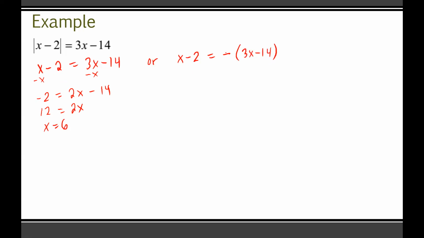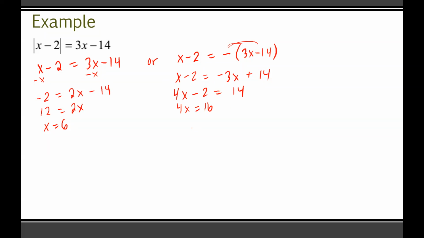As for this guy over here, we've got to get this negative bouncing through this. So this would be x minus 2 equals negative 3x, and then negative 14 is plus 14. Once again, let's gather all our x's. So I'll add 3x to both sides. This gives me 4x minus 2 equals 14. Add 2 on both sides. We have 4x equals 16.